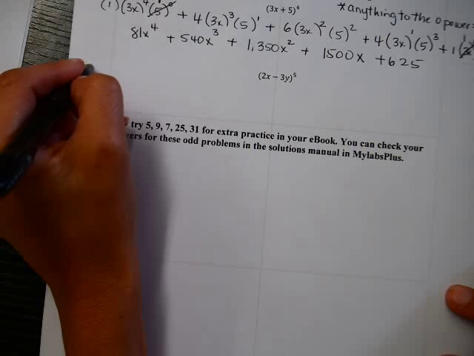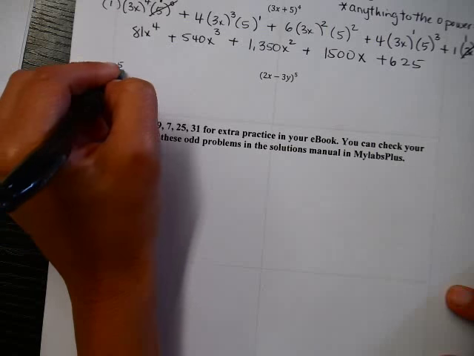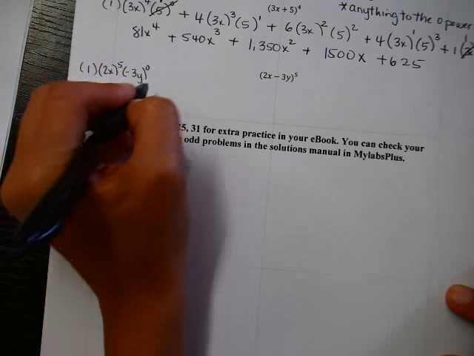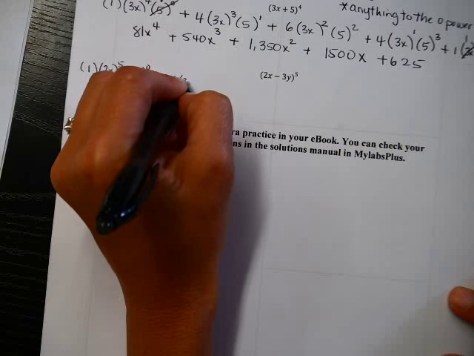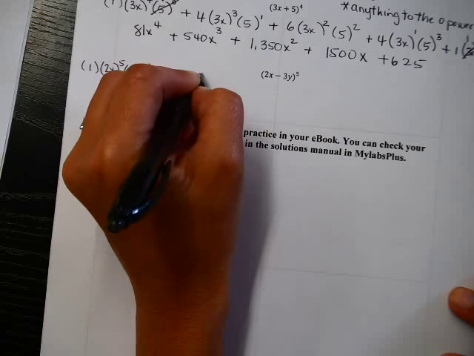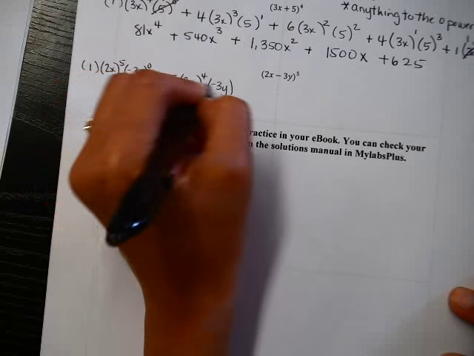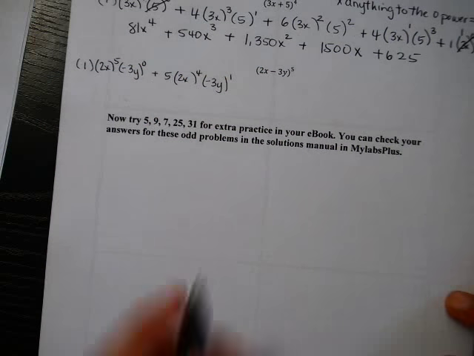Alright, so I have 1, 2x to the 5th, negative 3y to the 0. Plus, from my triangle, 5. 2x, decrease by 1, so 4. Negative 3y, increase by 1, so 1. Again, 4 plus 1 is 5, so you can check to make sure.